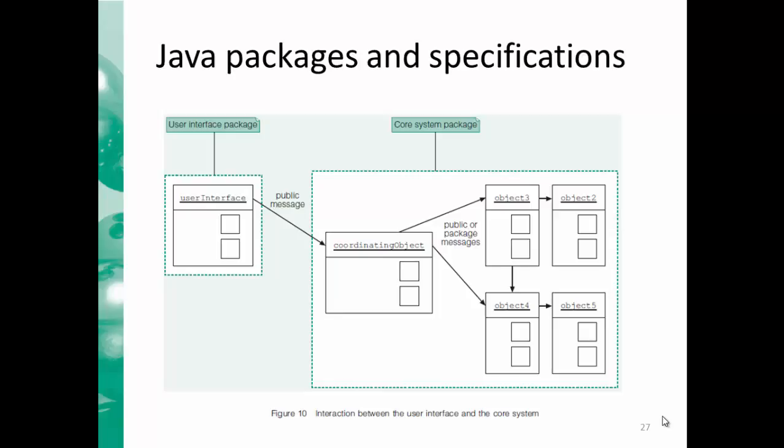If the user interface communicates with the core system via a coordinating object, there is an exception for this case when the user interface cooperates with the objects using getter messages, for example.